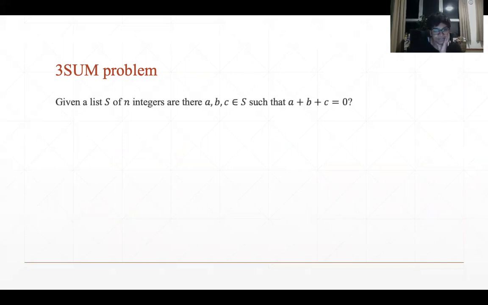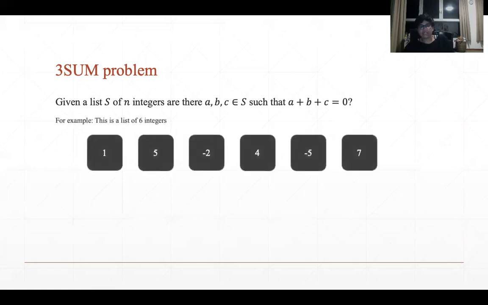Now let me give you a flavor of what the three-sum problem looks like, especially given that this becomes our central problem in proving certain lower bounds. This is a very easy problem to describe. We have this list S of n integers, and all we want to know is whether or not there exists a triple a, b, c belonging to this list such that they all sum to 0. Let's look at an example. This is a list of 6 integers. We can see that if we set a equals 1, b equals 4, and c equals -5, we have a triple which adds up to 0.